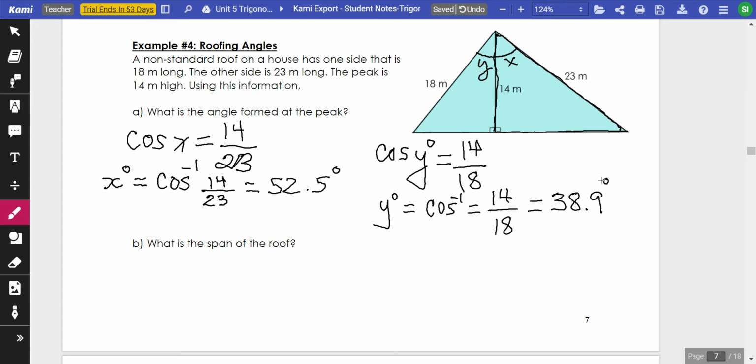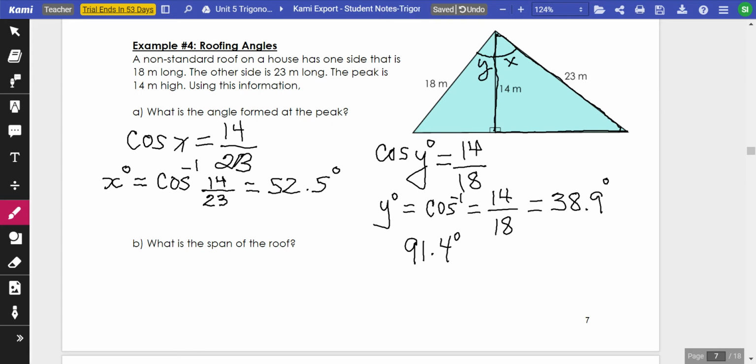So if you add those two angles together, you'll get the total angle at the peak. So 52.5 plus 38.9, that equals 91.4. That's the total angle at the peak of this roof.